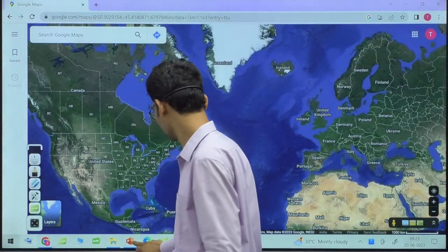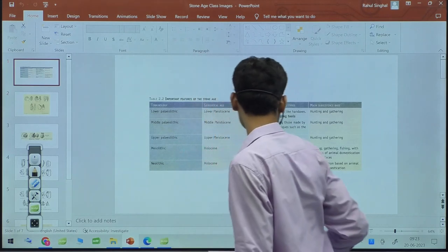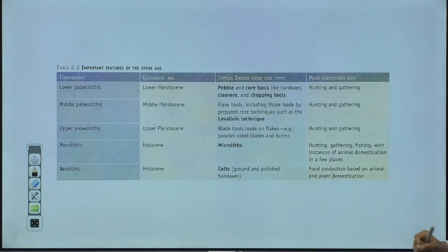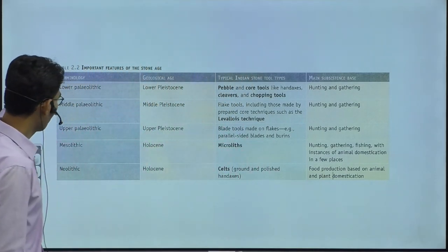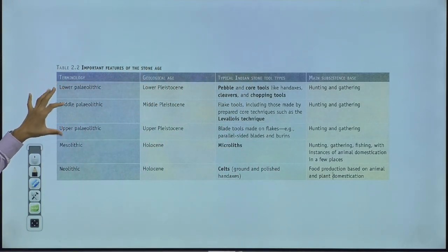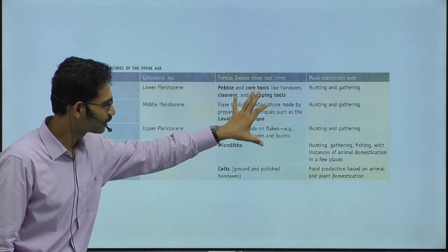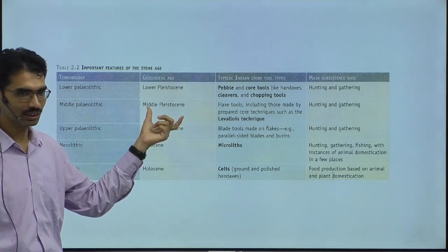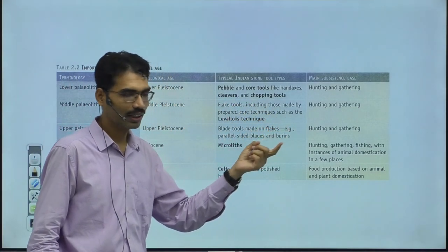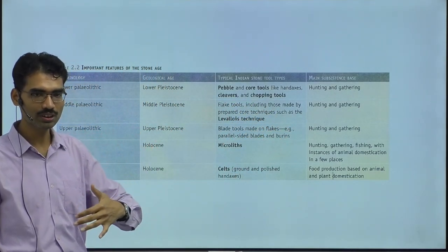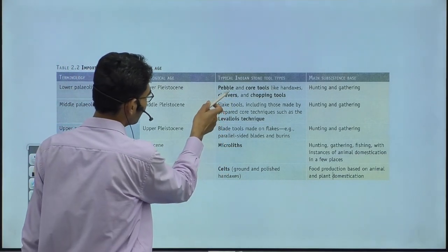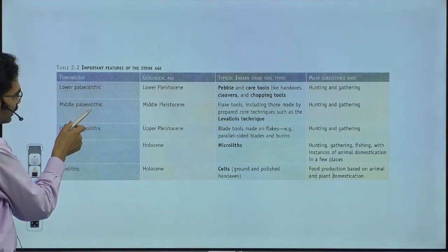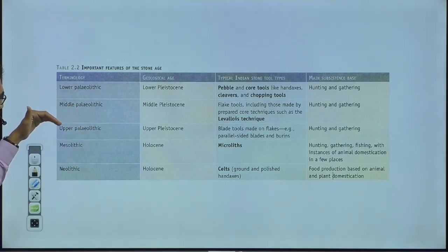So you need to draw this one. In Paleolithic itself, we have different stages. And this difference comes because the technology was not always common, since it is almost lakhs of years in Paleolithic itself. In those years, gradually there was change in the technology, usage of the tools. Based on the technological changes, the Paleolithic stage was divided into three parts: lower, middle, upper.